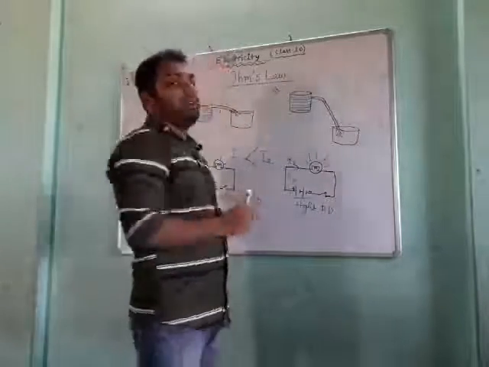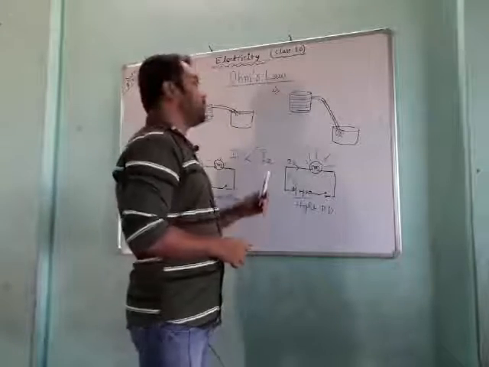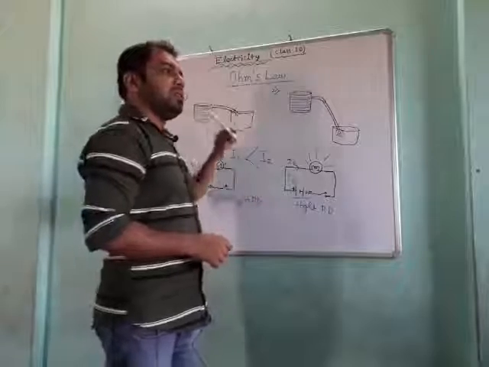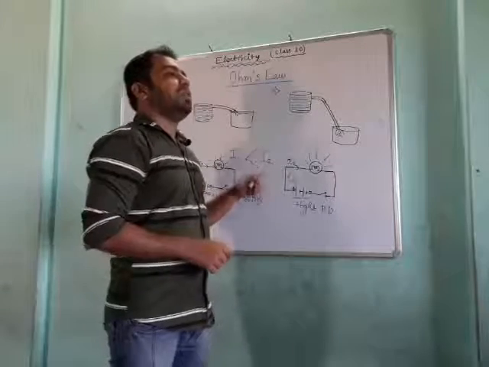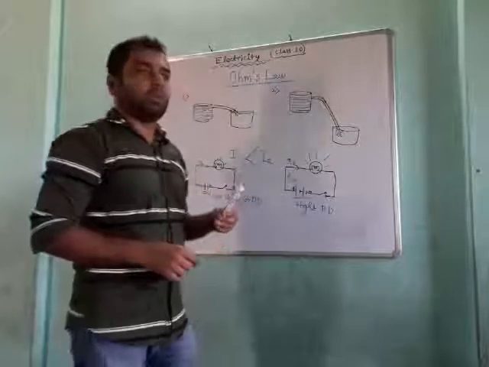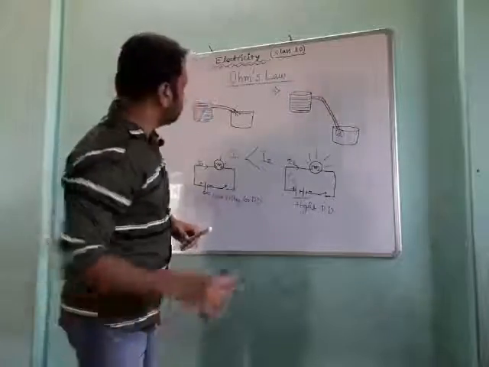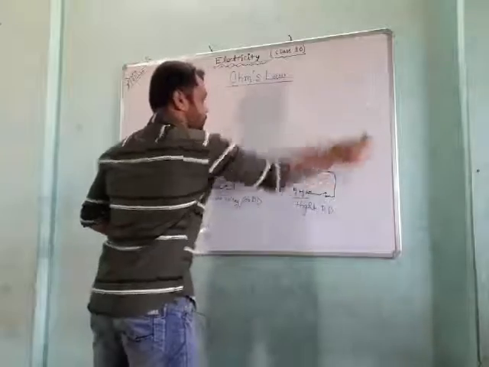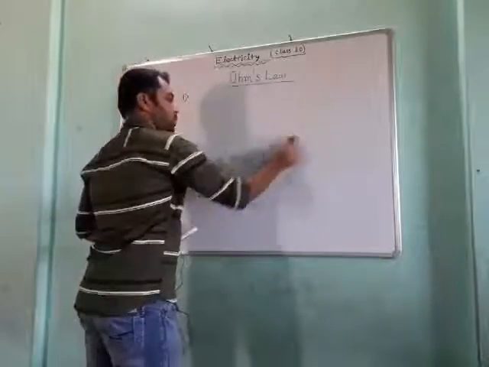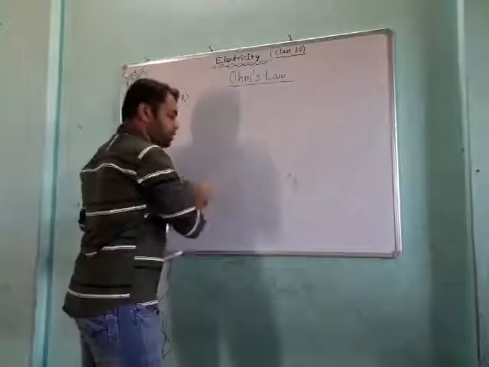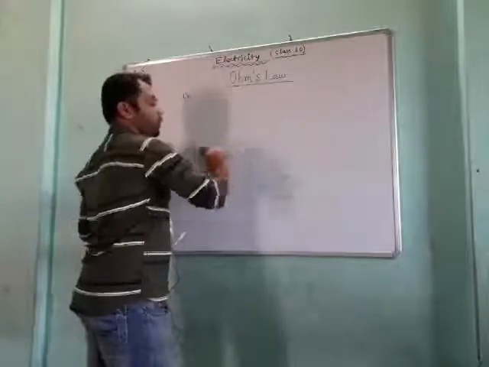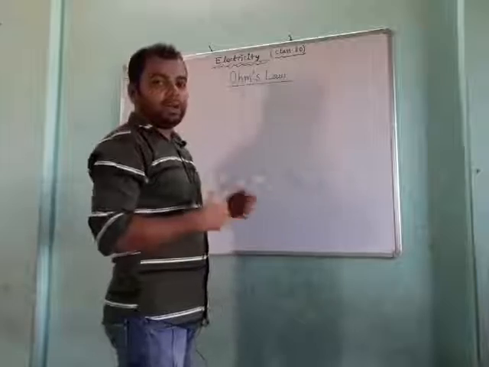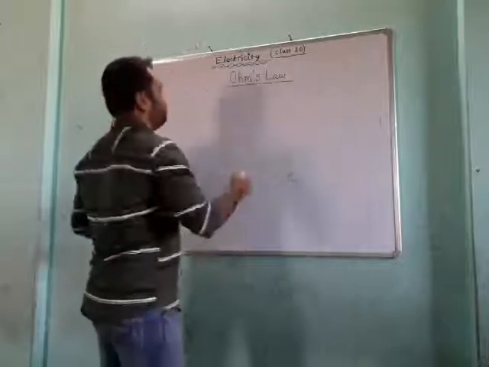This phenomenon was first observed by Ohm. That's why this law is known as Ohm's law. What is the law? Let us describe. The law is: current is always proportional to the potential difference applied at the ends of a conductor.